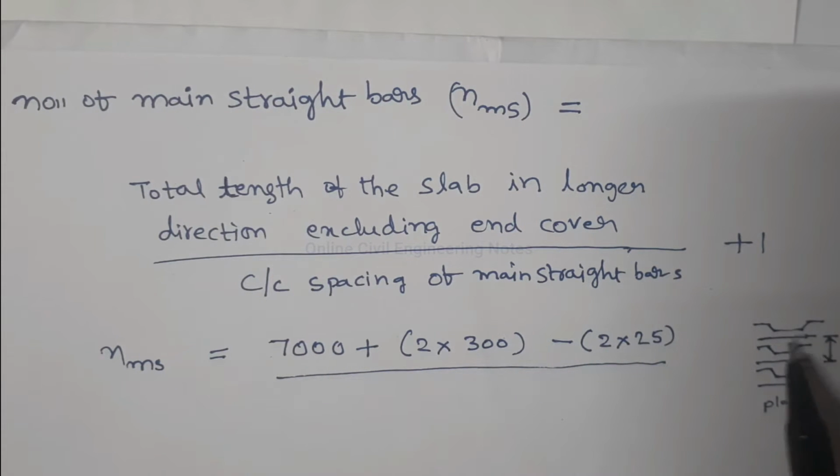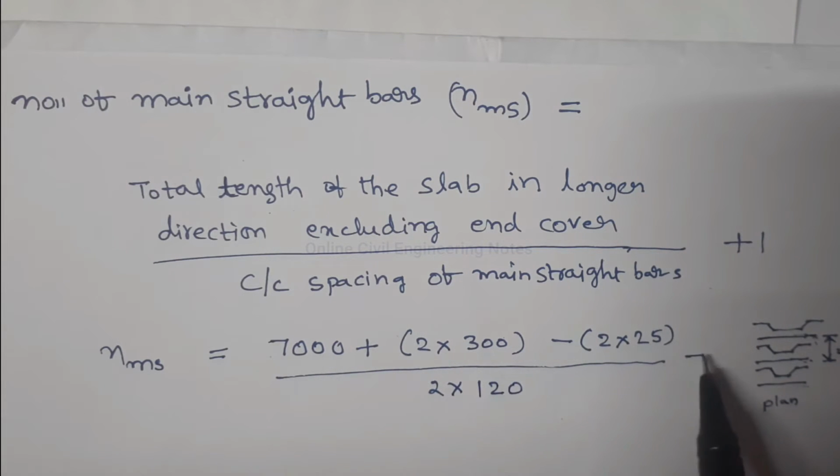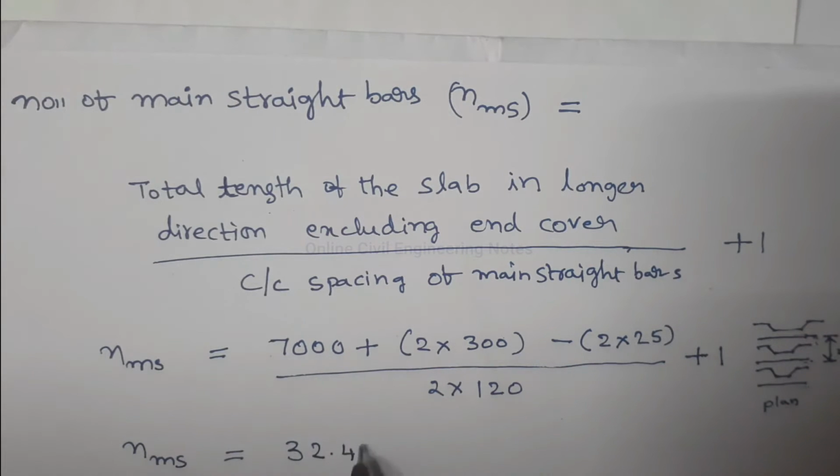This is the arrangement of main reinforcement in the shorter span. Main straight bar and cranked bar, main straight bar, cranked bar, main straight bar, cranked bar. So the spacing for two main straight bars is actual spacing into 2. Similarly for cranked bars, spacing is 2 times the given spacing. 2 into 120 mm center to center, plus 1. Number of main straight bars is equal to 32.45. Say NMS is equal to 33.